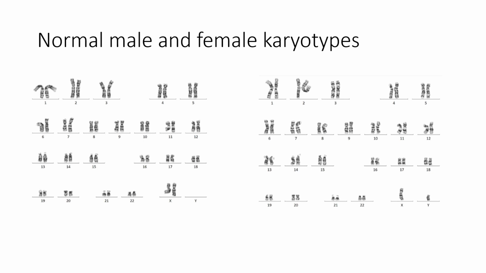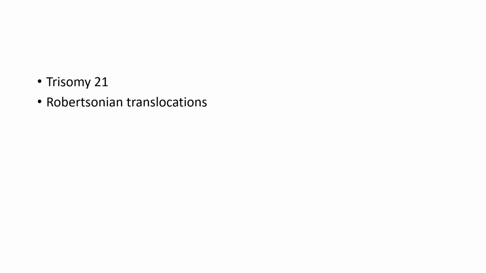Shown on this slide are normal male and female karyotypes. Any deviation from this karyotype in terms of an additional copy of a chromosome or a structural rearrangement of any of these chromosomes can be clinically significant. For this presentation, I will only be discussing some of the mechanisms involved with trisomy 21 and also the consequences of a kind of translocation known as Robertsonian translocations.